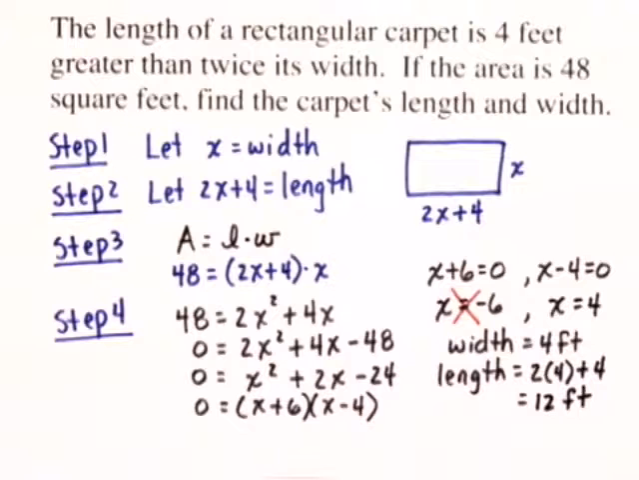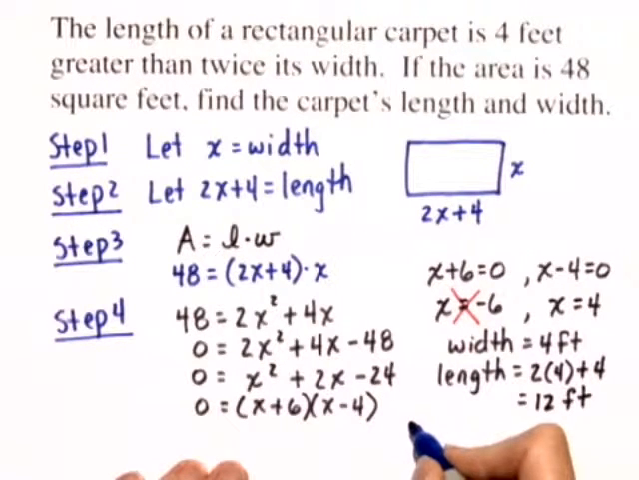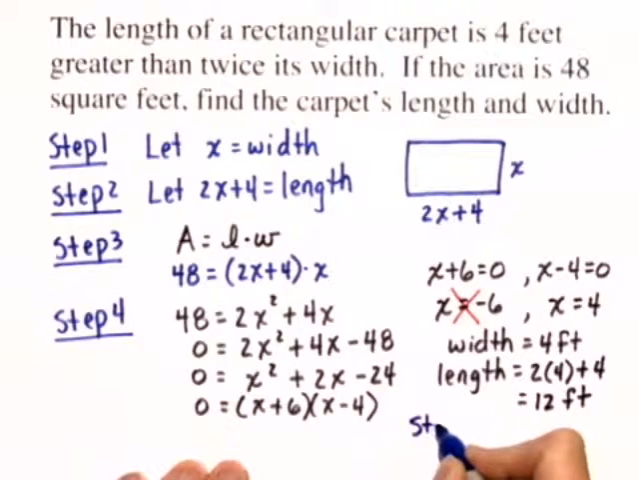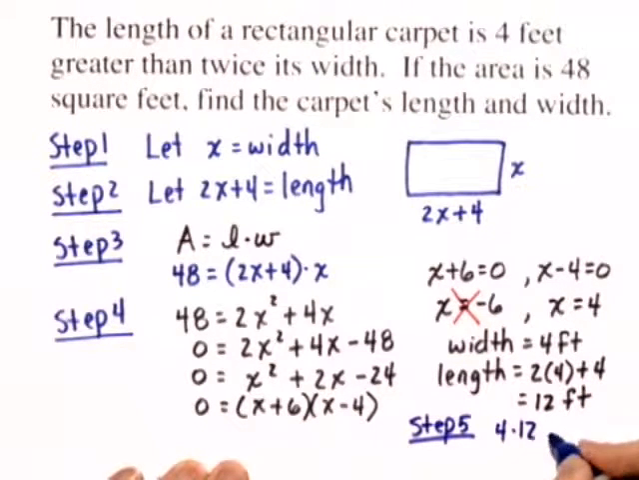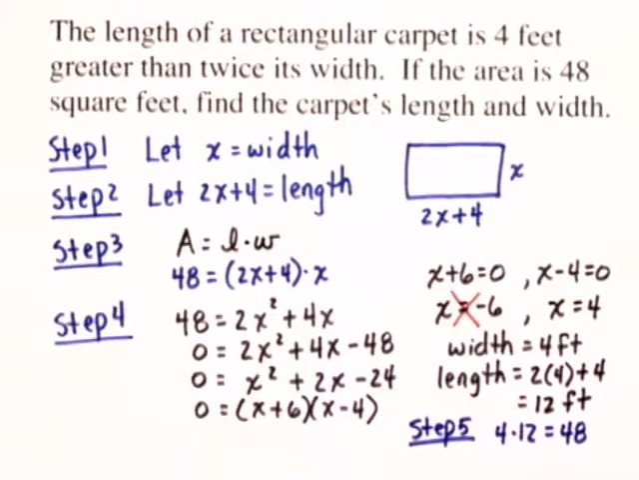Finally, it's a good idea in step 5 to check our solution. And we can do a quick check by noting that the width is 4 feet times the length, which is 12 feet, and that does equal 48 square feet if we multiply that out.